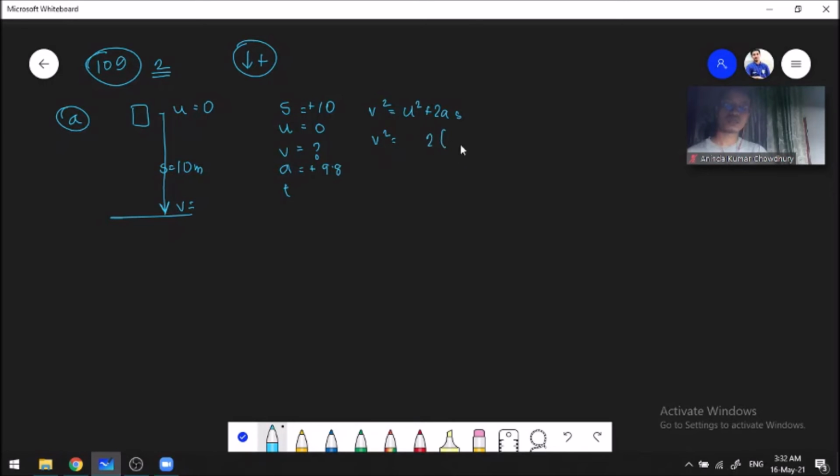So 2A, that was 9.8, into S, that is 10. From there we can find our final velocity to be 14 meters per second. So this is the velocity with which the driver impacts the pile. Now, the common speed of the pile and the driver immediately after the impact. So now we know the velocity with which the driver hits the pile. We have to find their combined velocity after the collision.